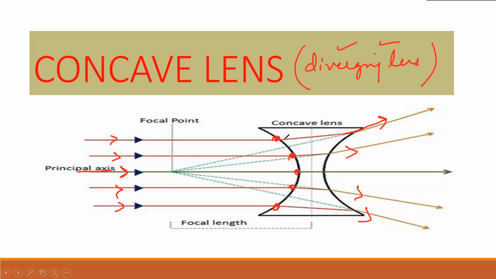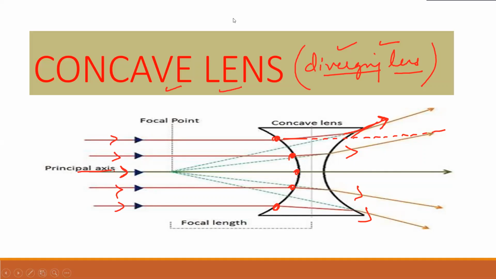This is the original path, and the ray is going above the original path. So this divergence of rays takes place in a concave lens. That is why a concave lens is called by name a diverging lens.